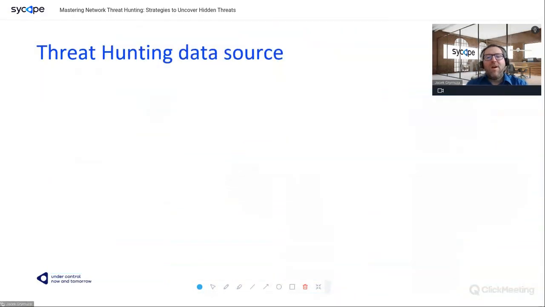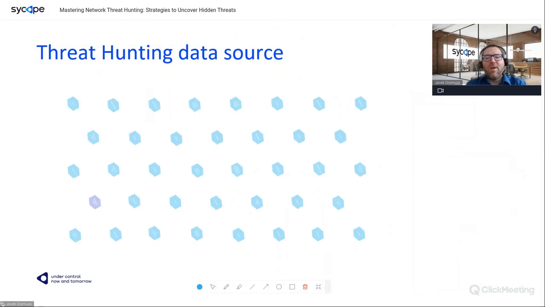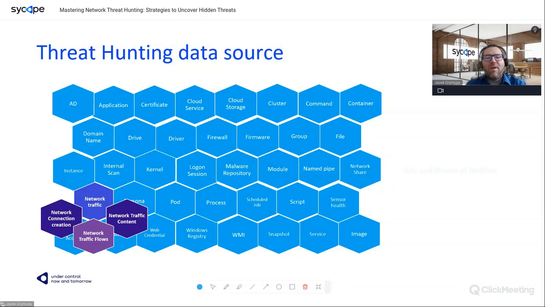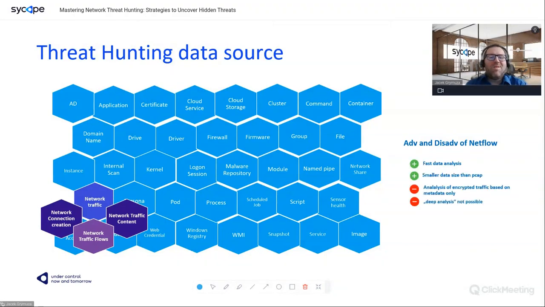To effectively hunt threats, we must first of all have access to appropriate data sources that we can analyze. As we can see, there are a lot of data sources. So today we will focus primarily on network data and especially on network flows, which are characterized by high speed of analysis because, as network metadata, they contain less information than packets. But on the other hand, it does not allow for deeper analysis of network communication.